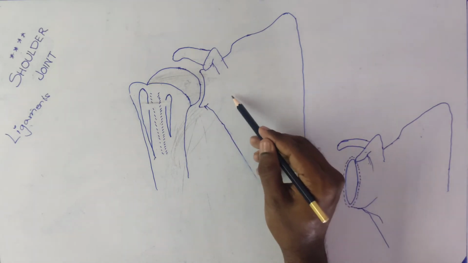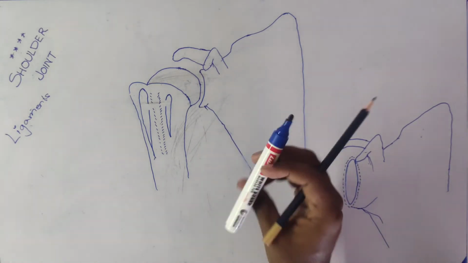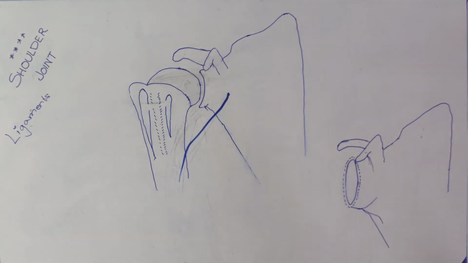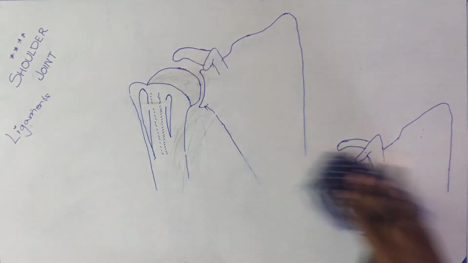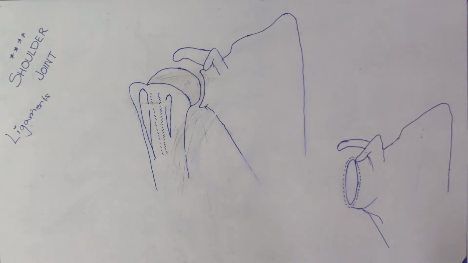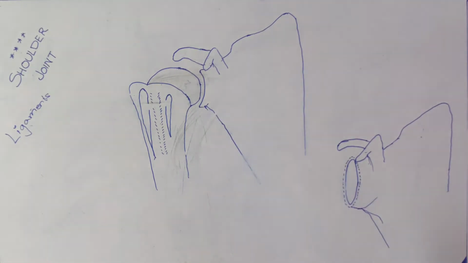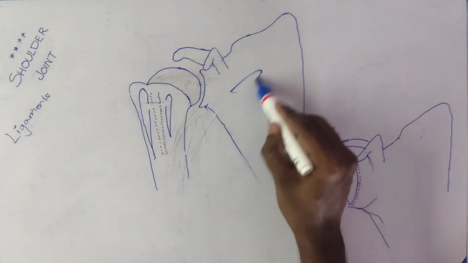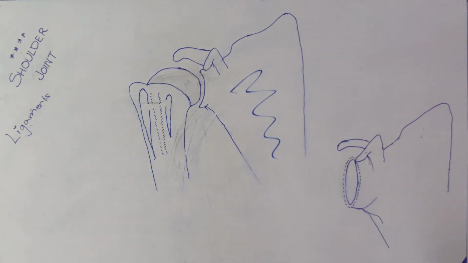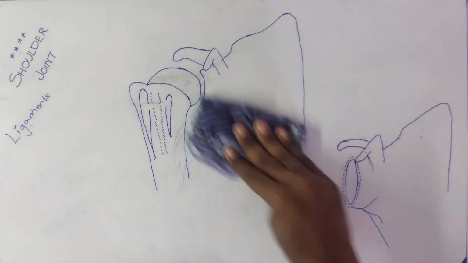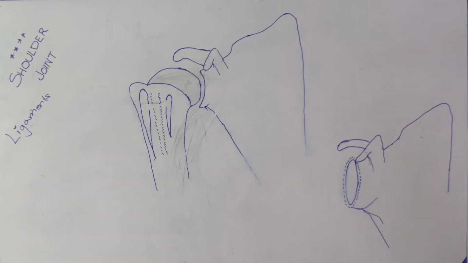It passes from the posterior circumflex humeral artery. Okay, this is the inferior surface. And in the anterior surface, we can see subscapularis. Subscapularis means this part here. Okay, subscapularis, coracobrachialis, short head of biceps brachii and deltoid muscle.